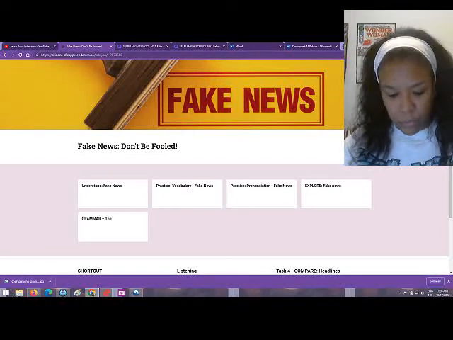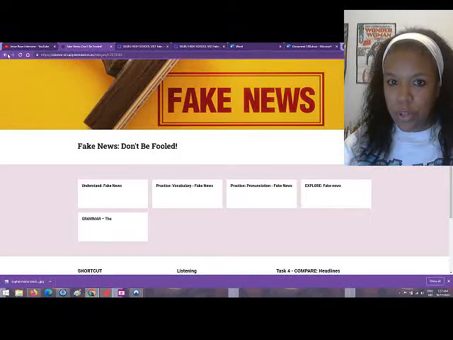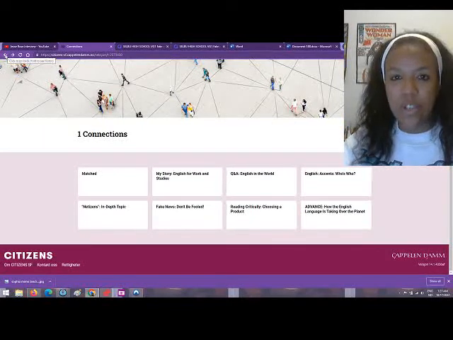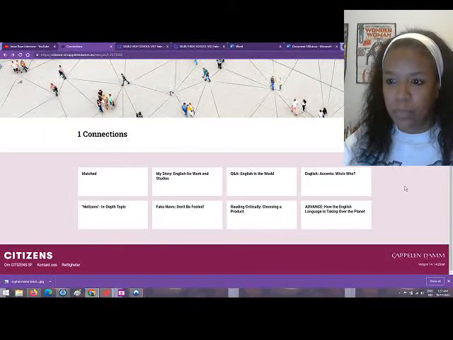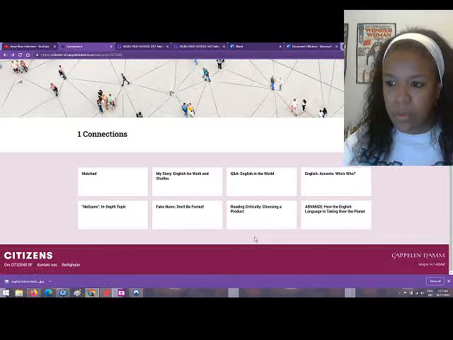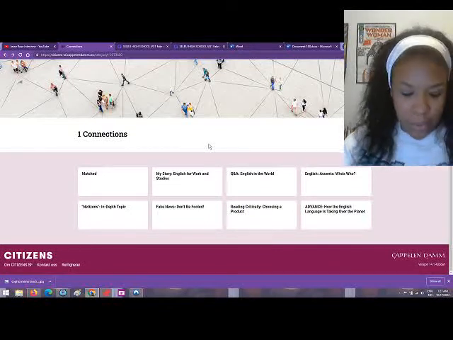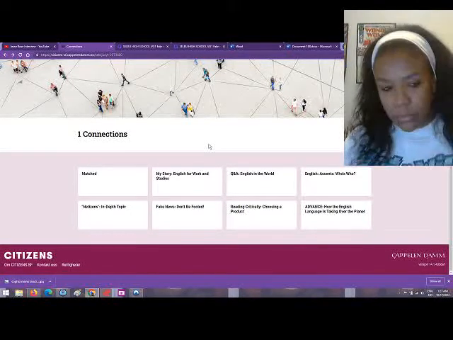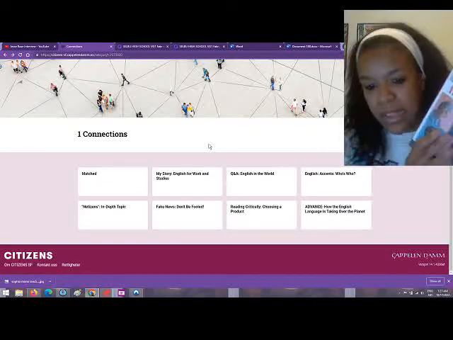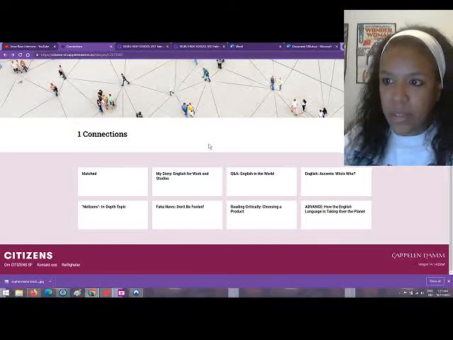Fake news. Don't be fooled. The chapter you will find it on is called Connections. It's the first chapter. It's one of the last texts in that chapter. I'm not so sure which page it is. I don't have a copy of that particular book with me at home. I brought this one home instead, accidentally. But you will find it. It's easy to find.